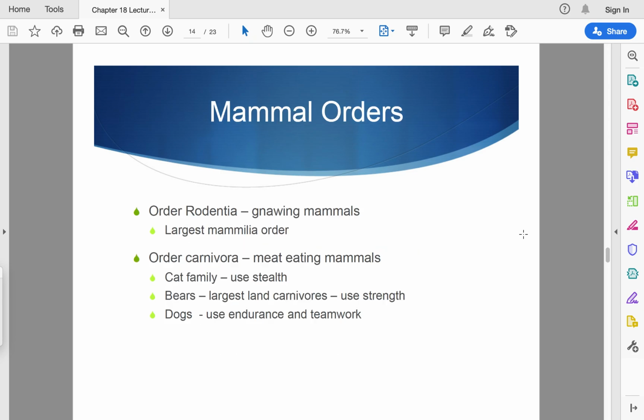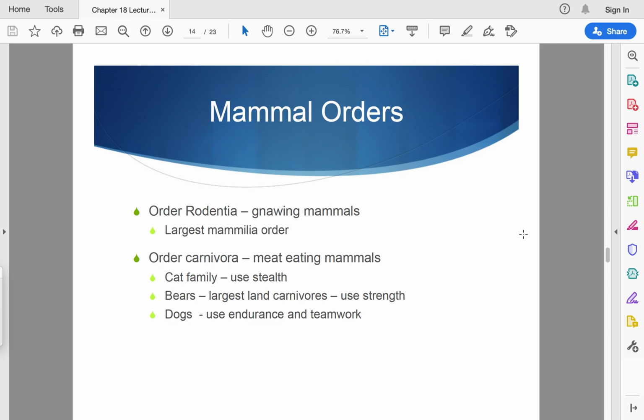Some of the mammal orders. The Rodentia. These are gnawing mammals. This is the largest mammalia order, and we see a lot of these around the city in terms of rats, mice. I had an encounter with a pretty large raccoon last night in my backyard. So, all part of the order Rodentia.